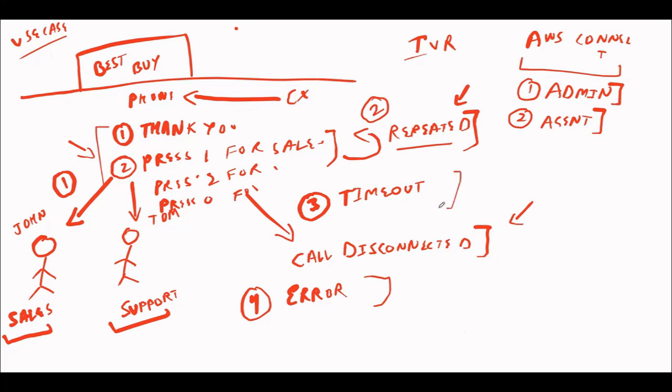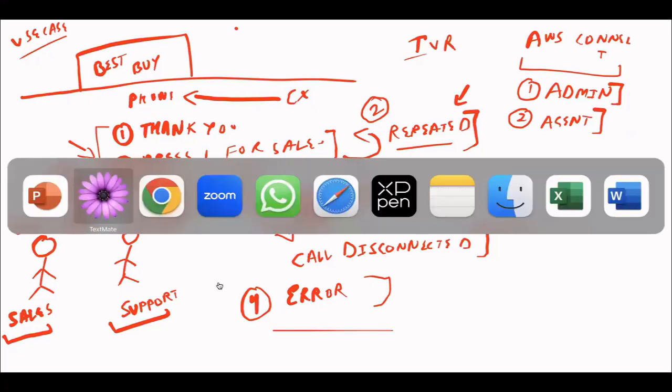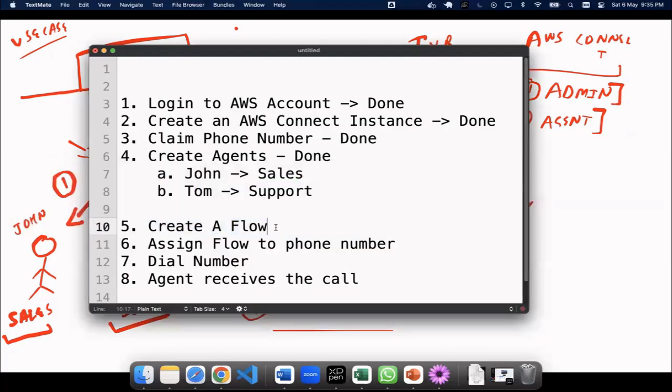And the third scenario is timeout. If in case the user is not pressing anything, the message is repeating, but the user still is not pressing 1 or 2, then in that case, it should time out and disconnect the call. And then the error message: if anything goes wrong, in that case as well, the call should get disconnected. So we have to take care of all these 4 flows with the help of creating a flow.